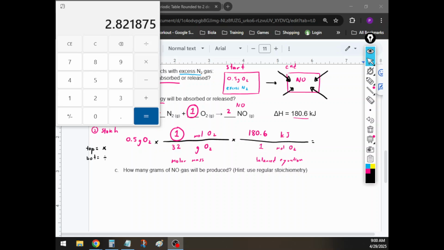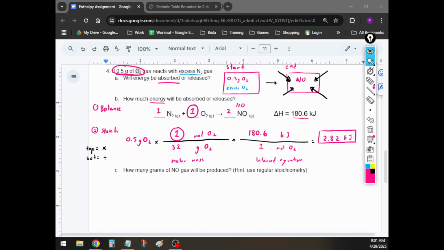All right, guys, so if you go left to right, you'll do 0.5 divided by 32 times 180.6, and you should get about 2.82. Okay, so we're going to write down our final answer. It's going to be 2.82, and remember the label, since we're looking for energy, is going to be kJ or kilojoules. Okay, so this is going to be your final answer for part B. All right, any questions on how to plug it in? That part's not too bad. Again, it's the same type of math we've been doing. Multiply the top, divide the bottom.